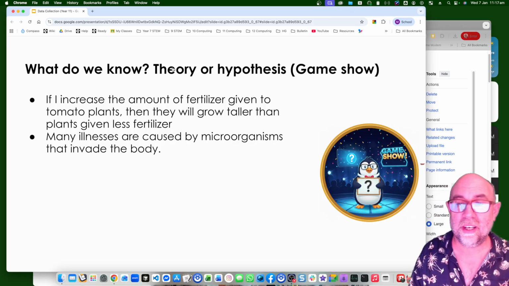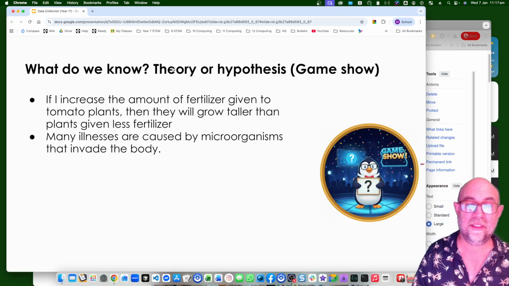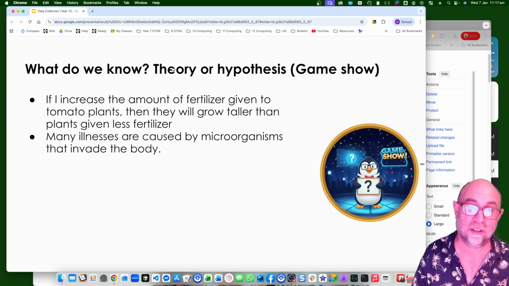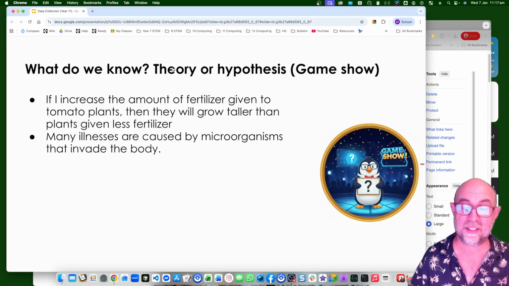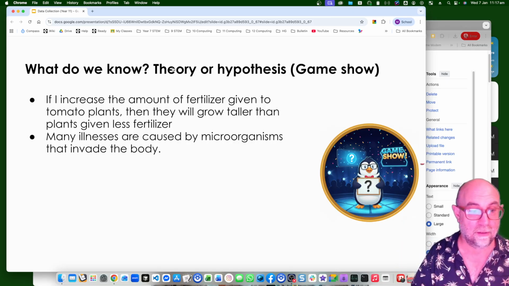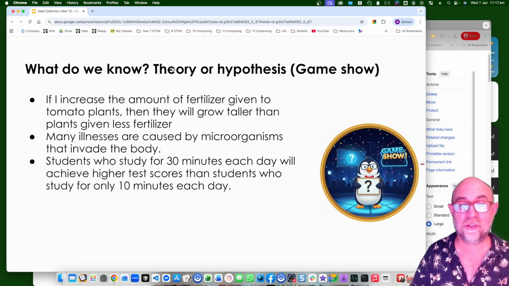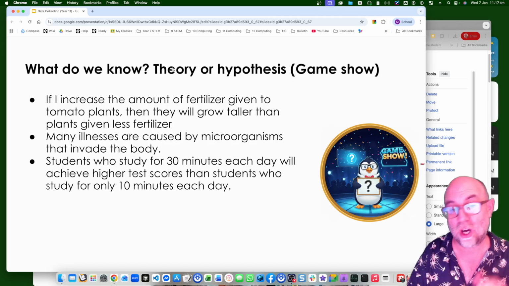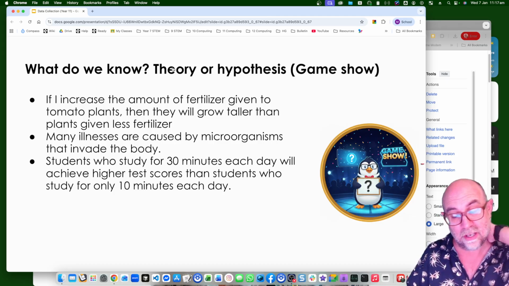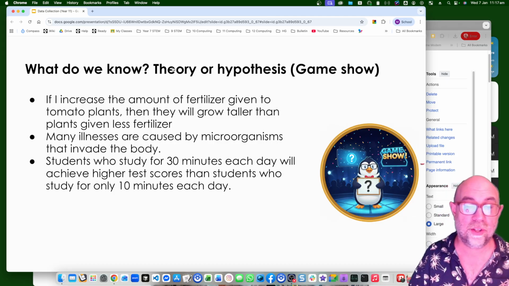It's too broad to be a hypothesis, but it is a theory of causation, and most theories are theories of causation. This means that. So that's a theory. Students who study for 30 minutes each day will achieve higher test scores than students who study for only 10 minutes a day. That's a hypothesis. It's testable.